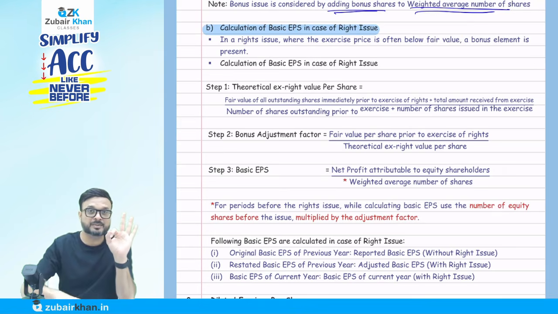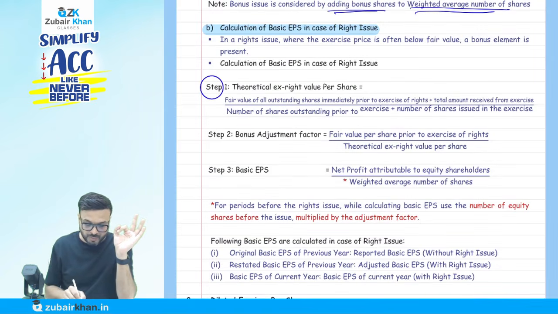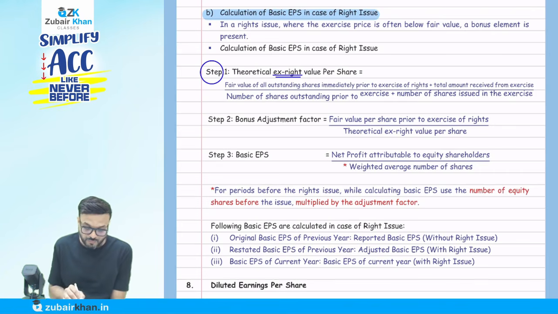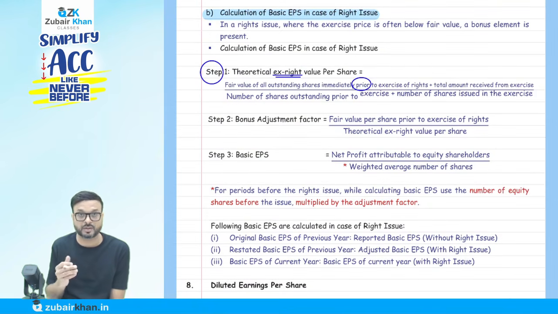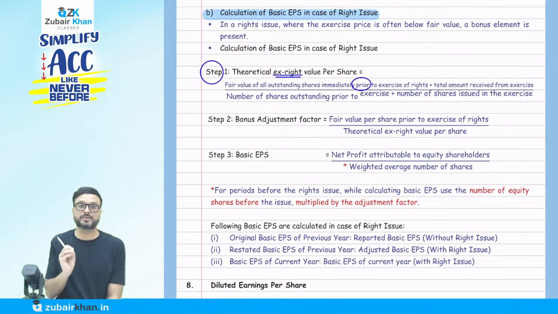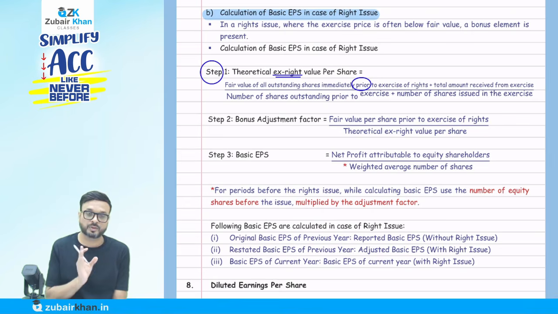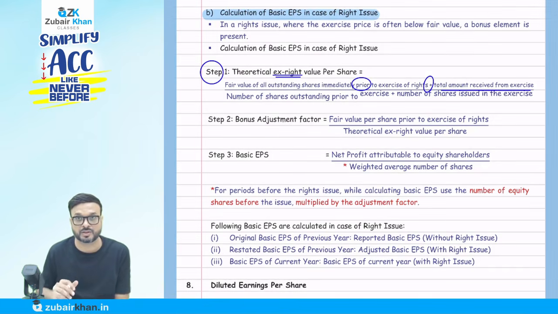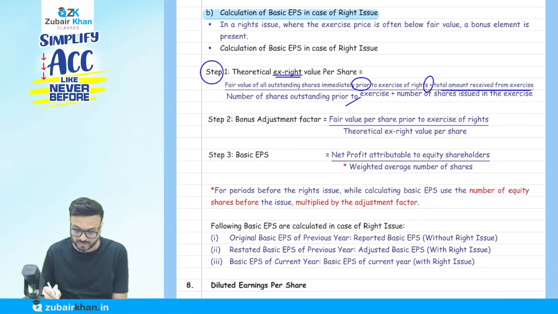So remember the 3 steps when it comes to the rights issue. How to calculate? Step number 1, we have to calculate the theoretical ex-rights value. What is the ex-rights value? How to calculate that? They say fair value of all outstanding shares immediately prior to the exercise of rights. So the fair value is the market value of all the outstanding shares before the rights issue, plus the total amount received from the exercise of the rights issue, divided by the total number of outstanding shares prior to the exercise plus the number of shares issued. Now understand it step by step.